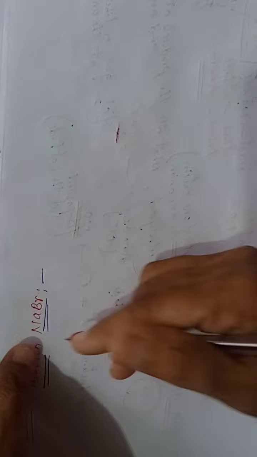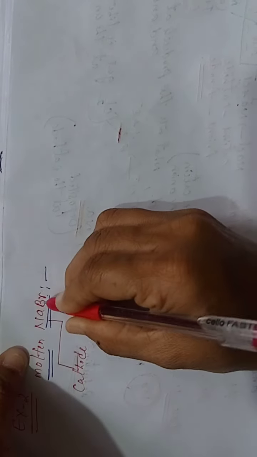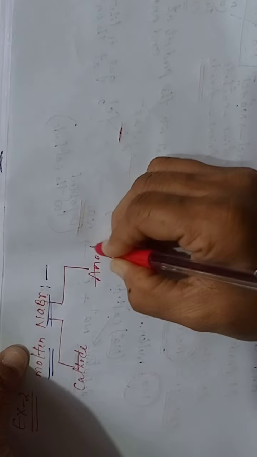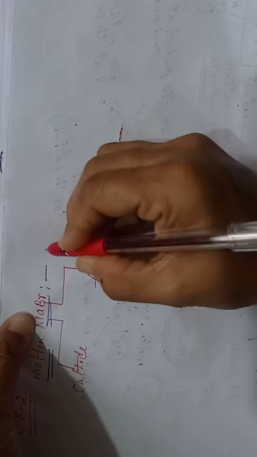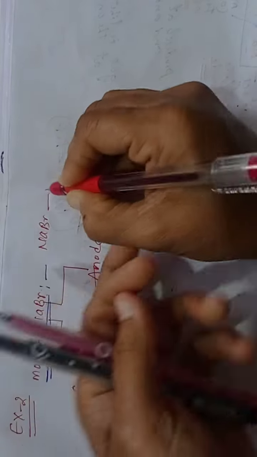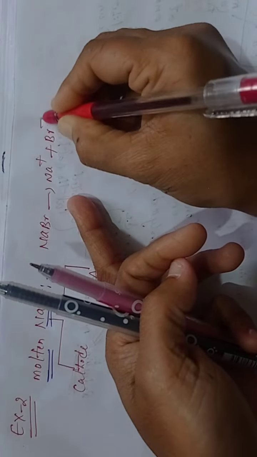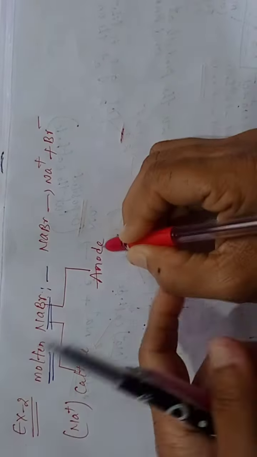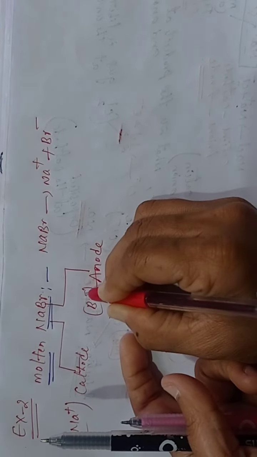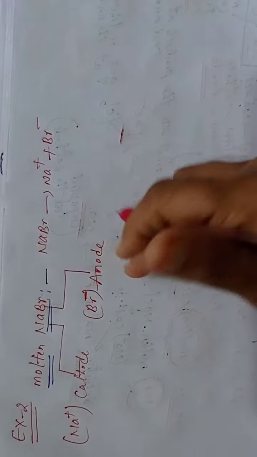We know that in sodium bromide, the first one is the cation and this is the anion. Cations move towards the cathode side, and anions move towards the anode side. NaBr dissociates into Na plus and Br minus. Which ions pass towards the cathode? Na plus ions. Which ions pass towards the anode? Br minus ions. Are you following?